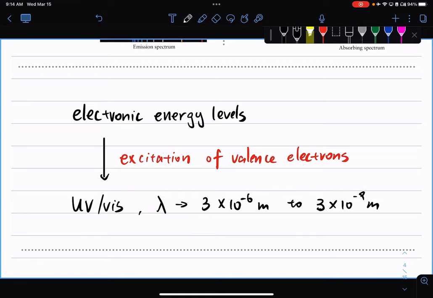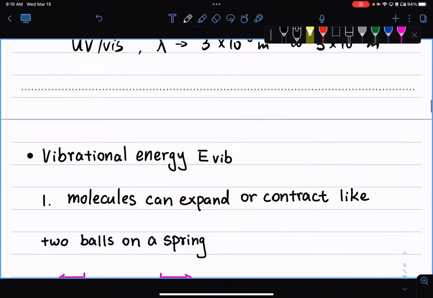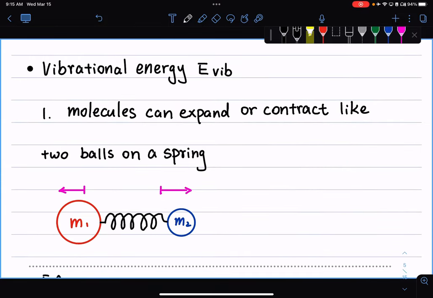You don't have to remember this region. You just need to know where to find it on the electromagnetic spectrum. All right. So far, we're all doing reviews about electronic energy. We spent lots of time talking about it, and this is just a quick refreshment. And now we're moving on to talk about something new.